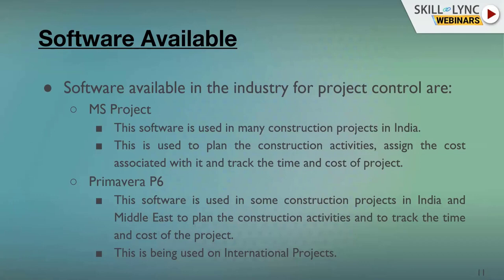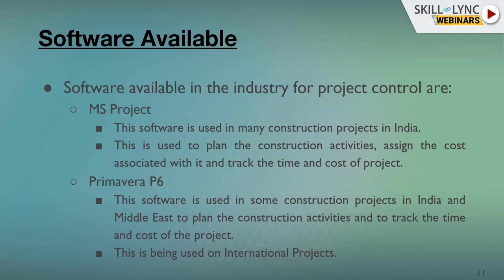The next application is Primavera P6. This software is used in some construction projects in India and the Middle East to plan the construction activities and to track the time and cost of the projects. This is basically used on international projects. Primavera P6 is one of the popular international applications in UAE, Dubai, Abu Dhabi, Doha, Qatar. In the Middle East, 80% of the projects run on Primavera because it is an enterprise application and can map things for many projects simultaneously.